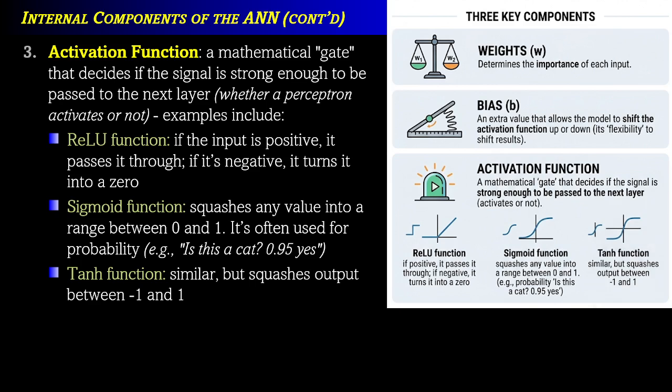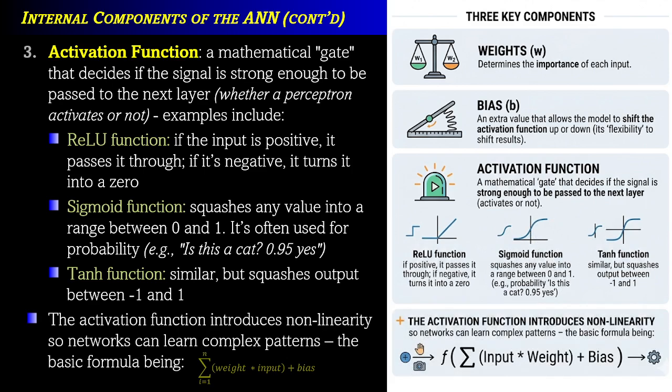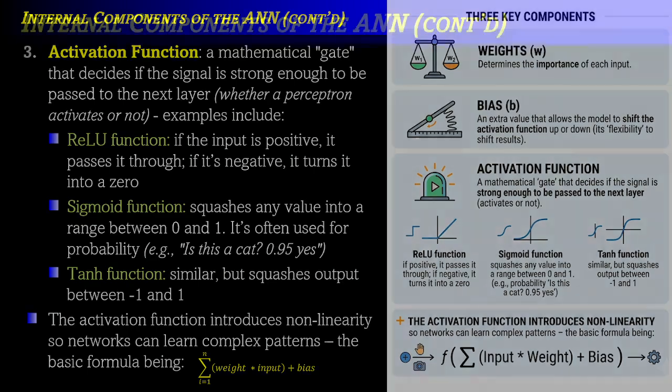There's the tanh function. It's similar to the sigmoid function, but now it's squashing the output to a number between -1 and 1. So now it can go into the negative range. And that activation function introduces the concept of nonlinearity, so networks can learn complex patterns, with the basic formula being that you sum all the weights, all the inputs, and add the bias value, and then run it through that activation function.